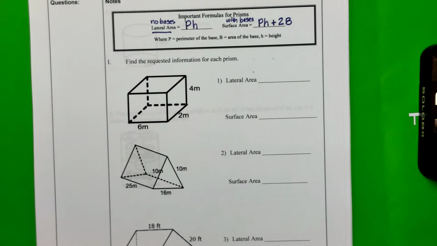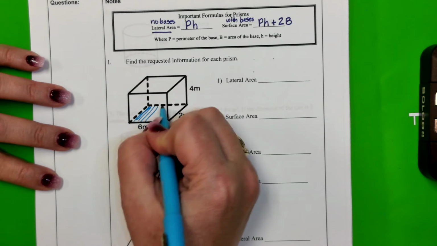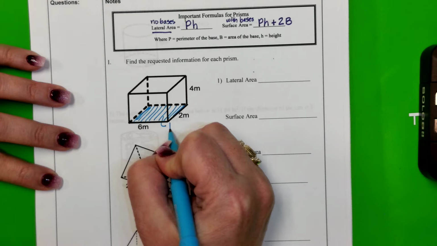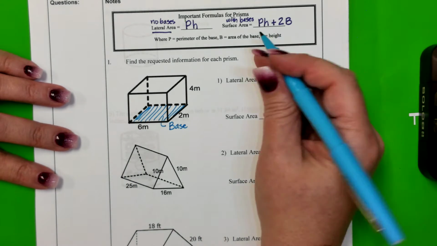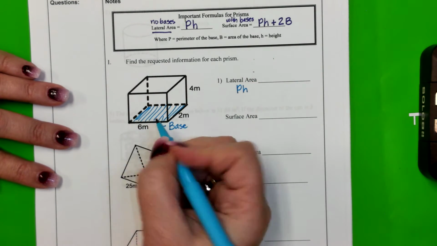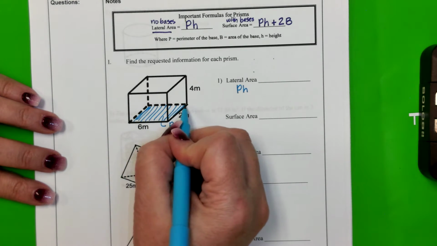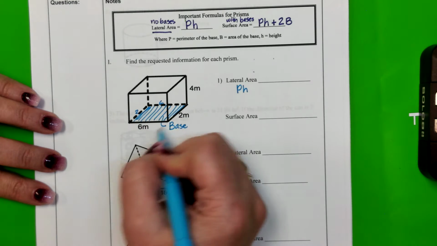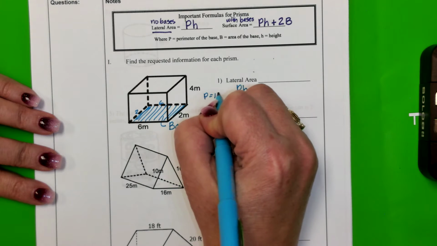With a rectangular prism like we have in number 1, it doesn't matter what you use as the base. Most of us prefer to use the bottom as the base, and so there is my B. That's what I'm going to use for my base. Now lateral area is PH. So I need the perimeter of the base. I have decided that the base is going to be that blue rectangle. So it'd be 6 plus 2 plus 6 plus 2, so we have 8 plus 8. My perimeter is 16.